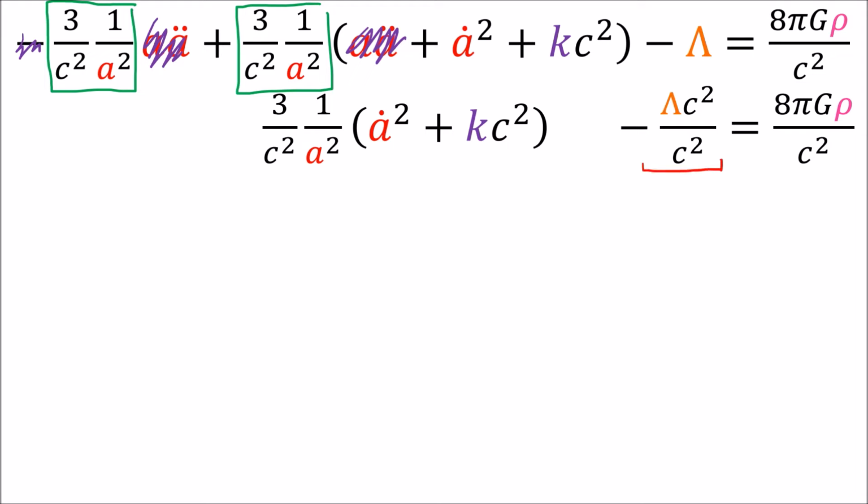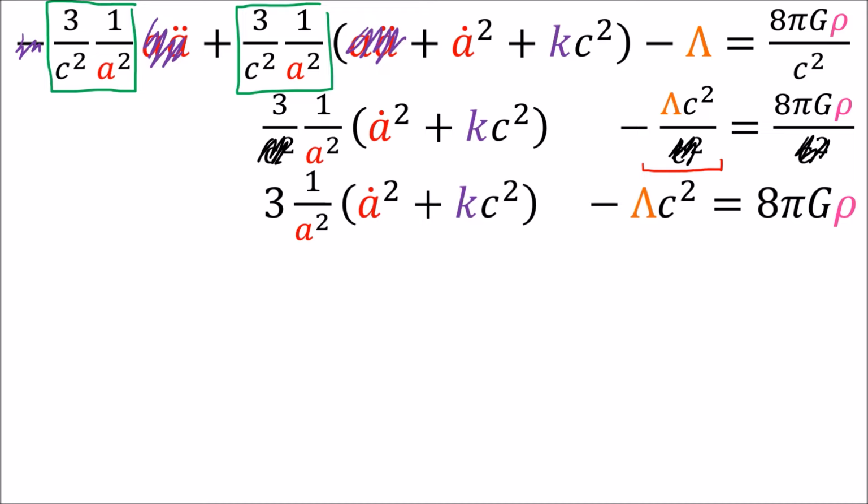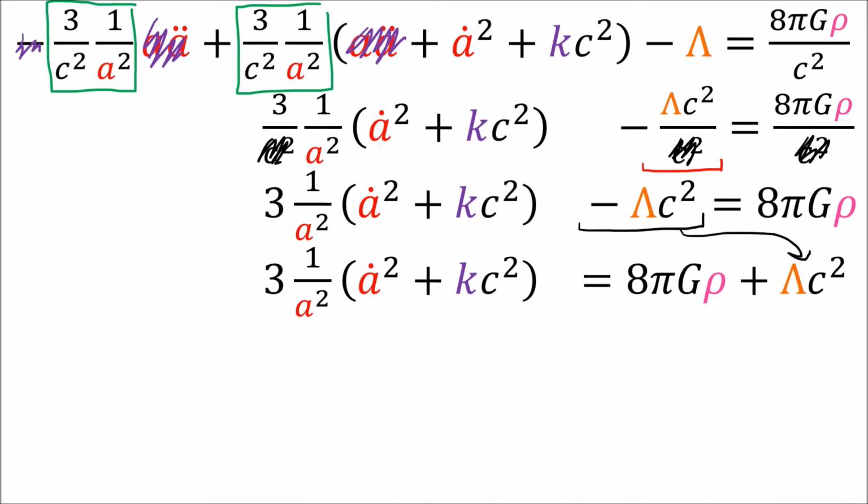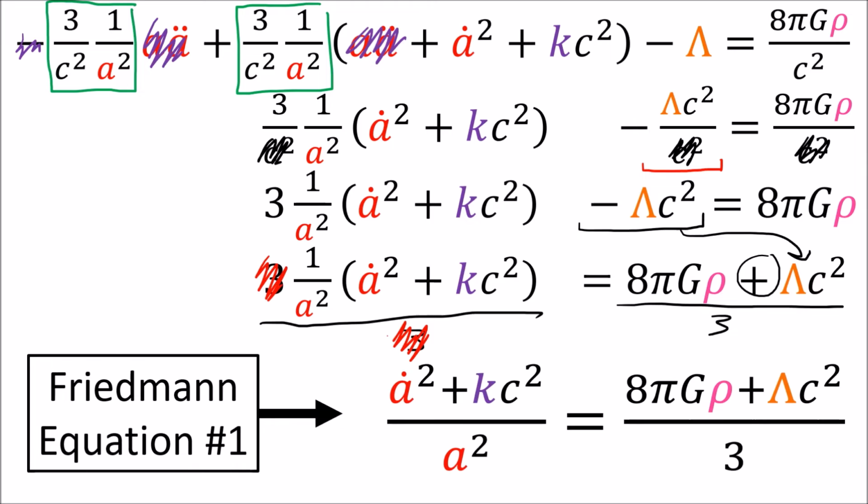I'm also going to multiply and divide the cosmological constant by c², which lets us cancel c² in all the denominators. Then we'll move the cosmological constant term to the other side, giving it a plus sign. Then divide both sides by 3, and this gives us the first Friedmann equation.